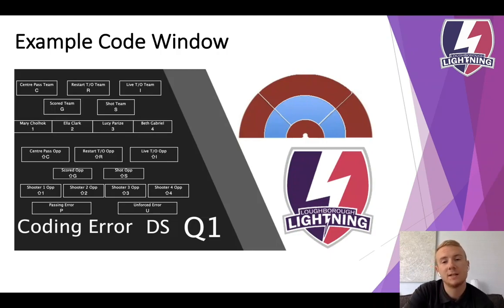Okay, so this is an example of one of our code windows that we use at Lightning. We have about 3 or 4 code windows in total that have various different pieces of information contained within them. This is just one of them, and has got the typical or the usual information that we will code from a netball game. So you can see the 3 types of possession that we commonly know: centre pass, restart, and live turnover. And then we have the different outcomes underneath there.